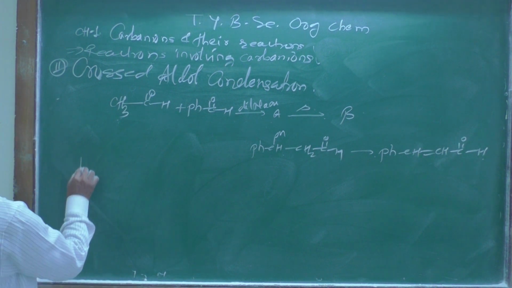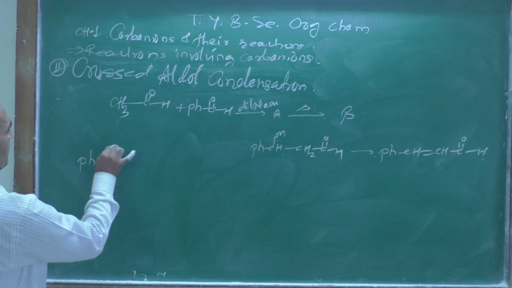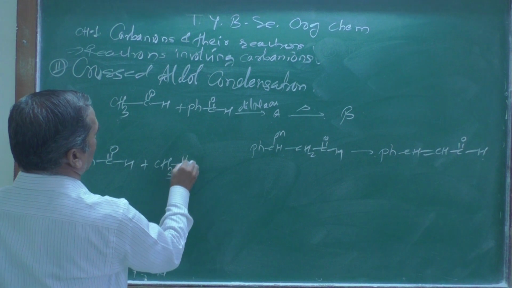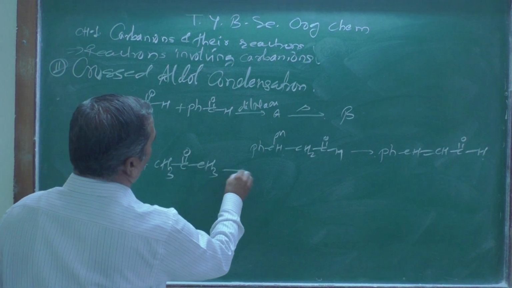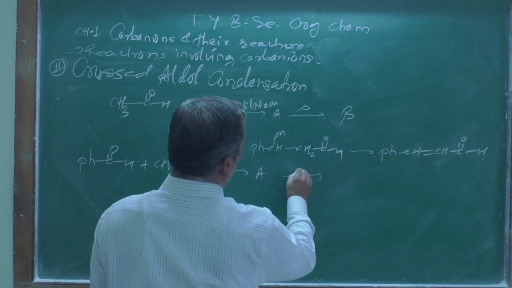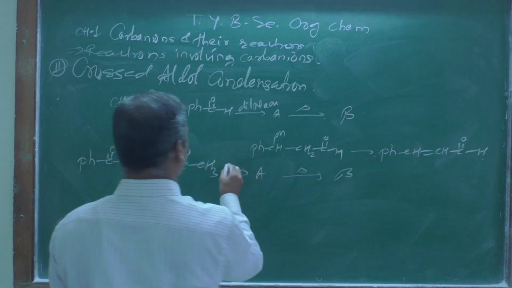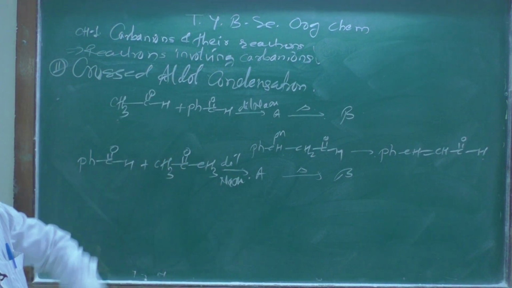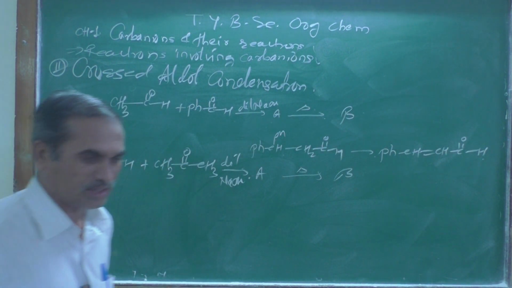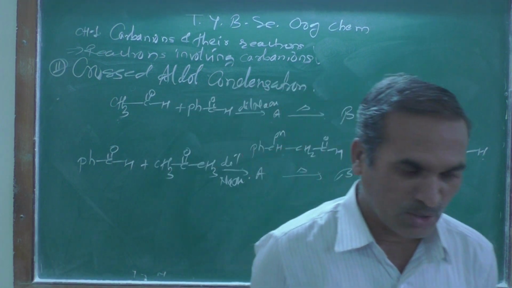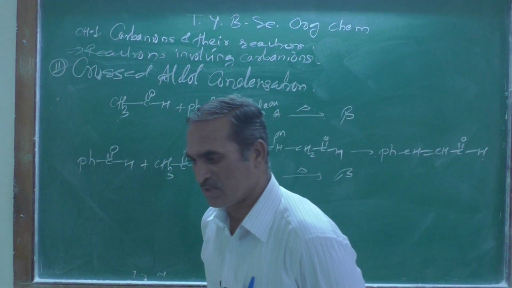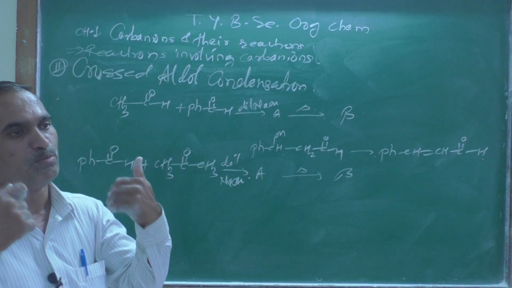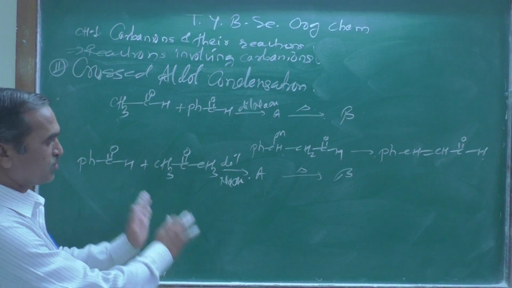Suppose you have this one: Ph C double bond O, I am writing just CH3 C double bond O and the CH3. What will be the A product, and after heating what will be the B product? Here dilute sodium hydroxide I am giving over here, and now heating. Can you predict the product? Yes, because now you know the mechanism. Once you know the mechanism, you can predict millions of products.